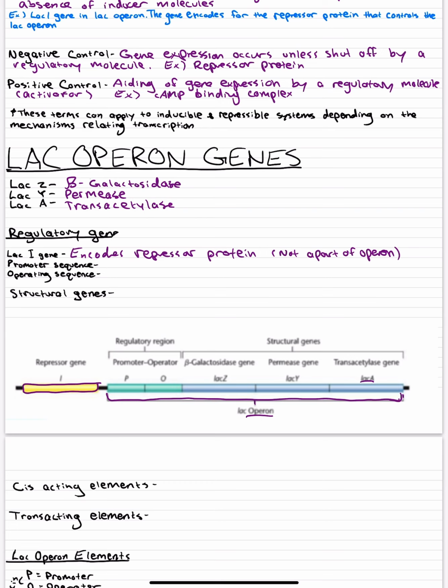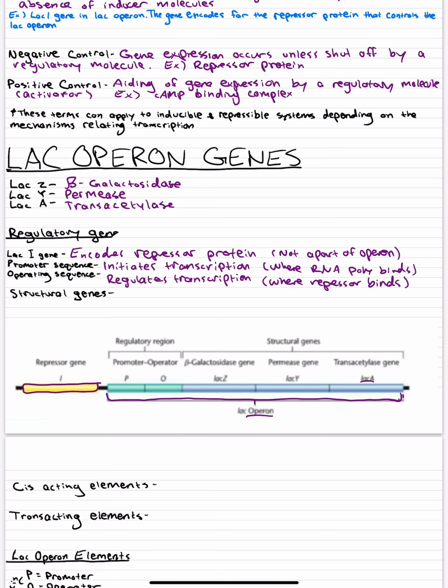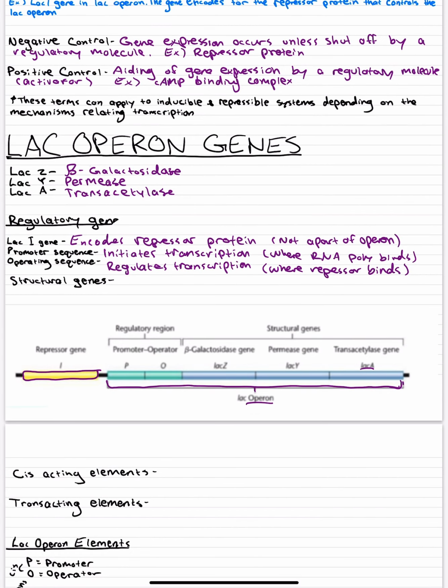All right, and now we have the promoter sequence. The promoter sequence is responsible for initiating transcription. It's where RNA polymerase binds. We also have the operator sequence, which is involved in regulation of transcription. It regulates transcription by being the area where the repressor protein binds. And structural genes are just genes that code for RNA or protein that are not regulatory.